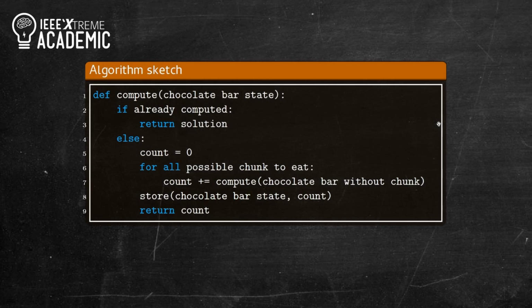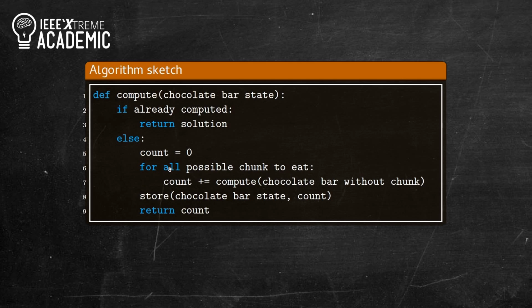So the sketch of the algorithm is pretty simple. What it does is the following. It's a recursive function. First, it checks if the configuration we have has already been computed in the past. If that is the case, it returns the corresponding solution. If it's not the case, it counts all possible ways to eat the chocolate bar. That is to say, it looks for every possible chunk to select, and recursively computes the number of ways to eat the resulting chocolate bar.